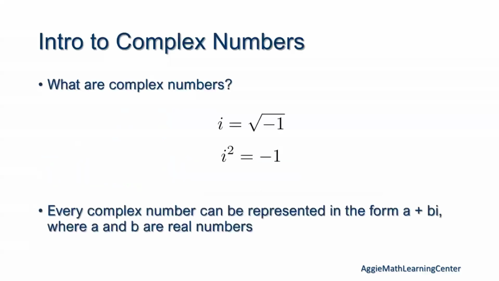With our complex numbers, to start off, what are complex numbers? They are really when the world starts to break when it comes to mathematics. So the imaginary number i is equal to the square root of -1. And if we were to square i, we would get just -1. And every complex number can be represented in the form of a plus bi, where a and b are real numbers and i is the imaginary part.